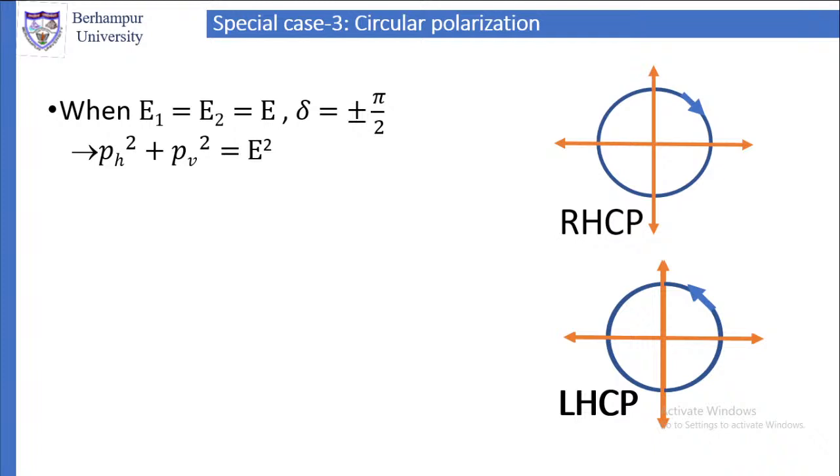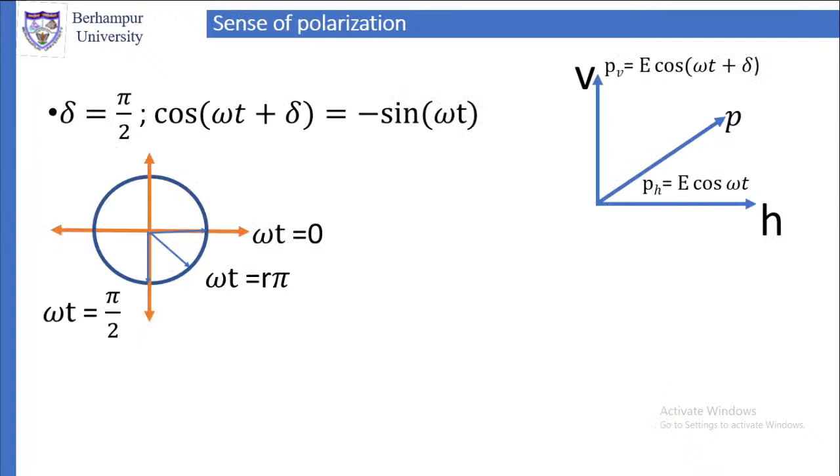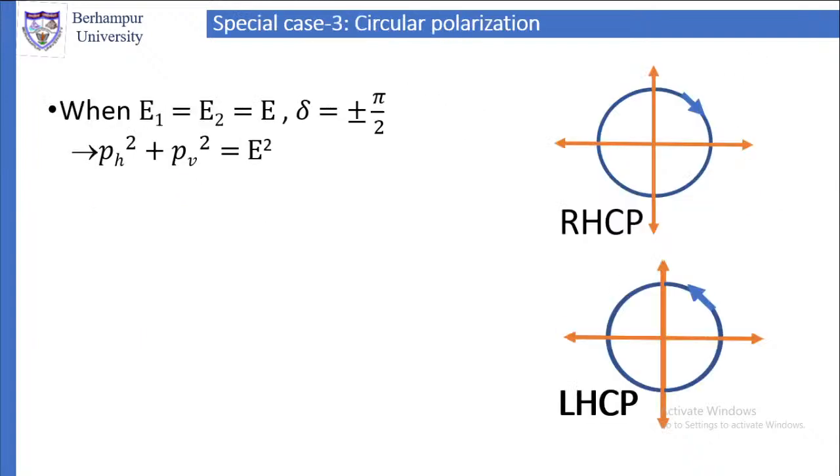Now, when it describes a circle, it can again be rotating either in the clockwise direction or in the anti-clockwise direction, as in the case of the ellipse. Therefore, we can get RHCP or LHCP. RHCP is right hand circular polarization. R is right, H is hand, C is circular, P is polarization. So RHCP or LHCP, similarly, is left hand circular polarization. And the definition is as in the previous case.